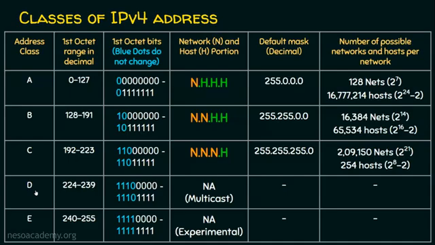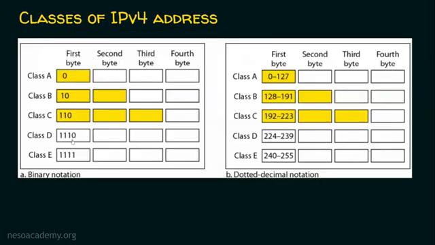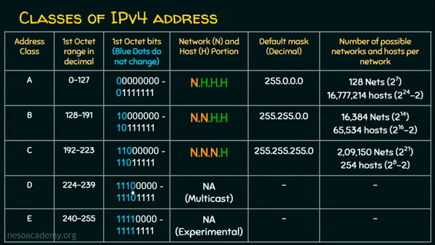And coming to class D, we know the IP address will start with 1110. So 1110 is fixed. When 1110 is fixed, we are left with only 4 bits. The starting of this will be 1110 0000, and the ending will be 1110 1111. When we convert this into decimal, we'll be getting 224 as the starting of the IP address of class D and 239 as the ending of the IP address in class D.